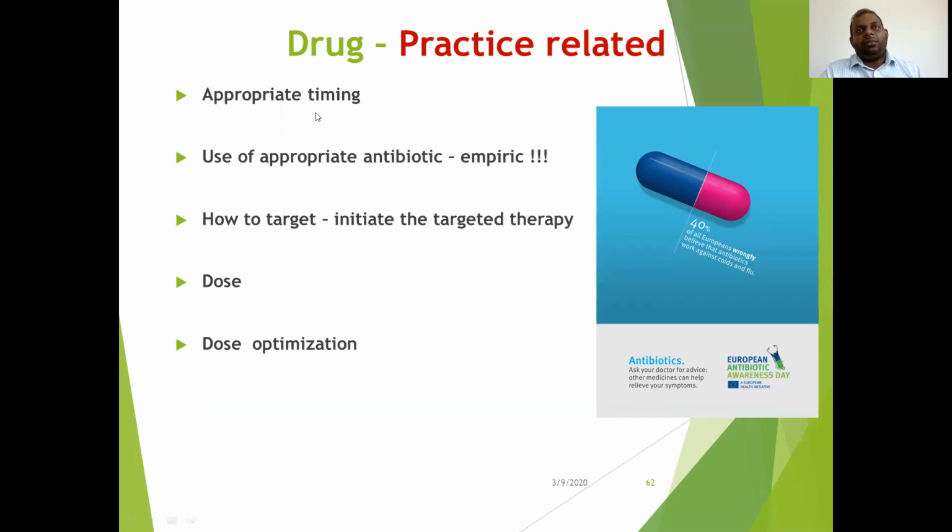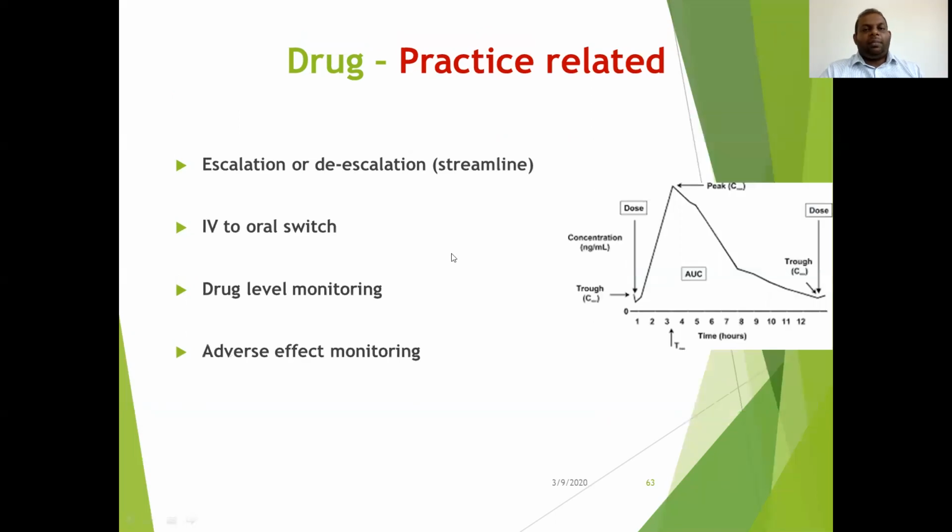If we give on time, cure rate and recovery are high. Use of appropriate empiric choice, as I said repeatedly, and how to target later on. That's why we have to do the investigations as early as possible before commencing antibiotics, but without delaying antibiotic administration. Dose optimization: based on renal and liver function, we may have to alter the antibiotic dose. Practice related again, escalation: if the patient is not responding, we have to go for a broader spectrum. De-escalation later on: if the patient is responding and the isolate is susceptible, we can step down.